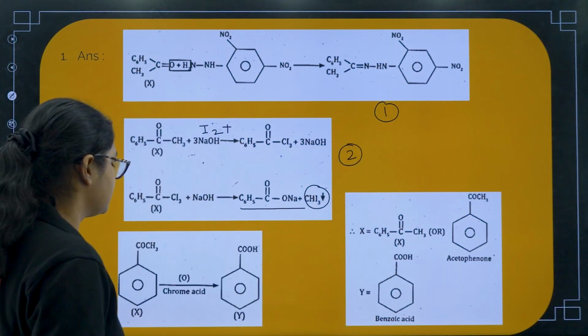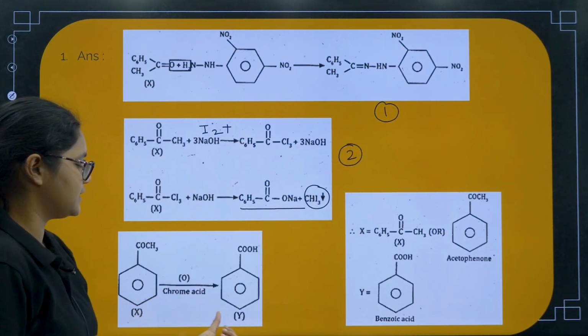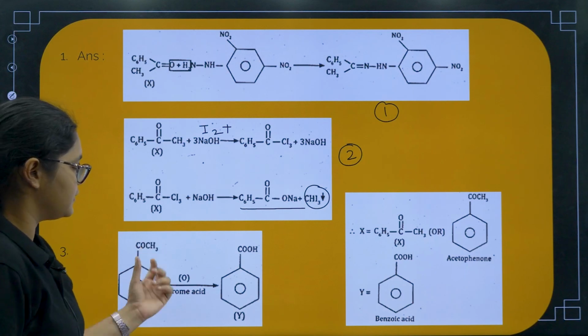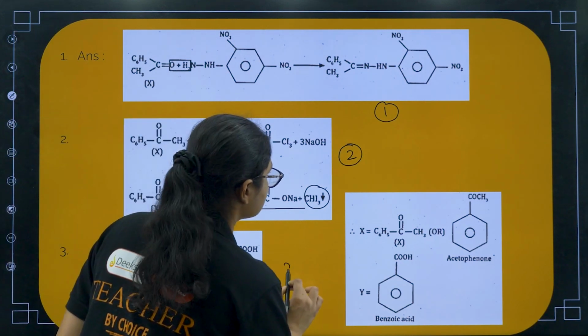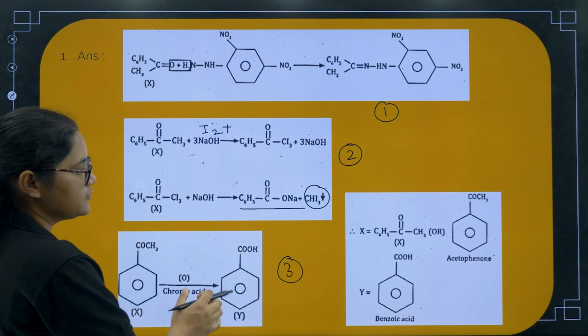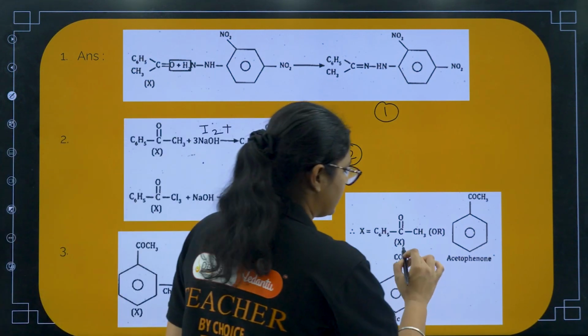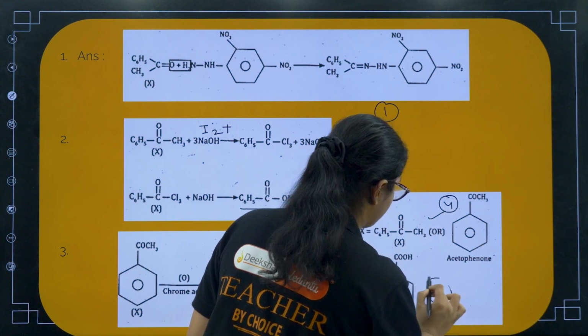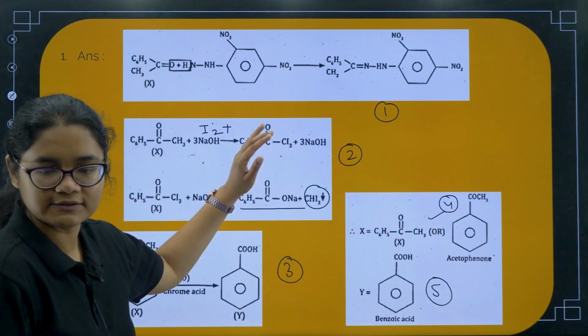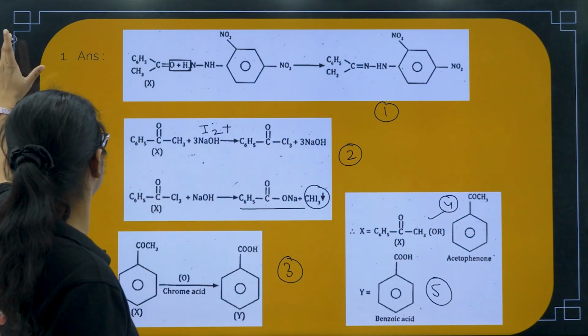Okay, next, X is undergoing oxidation, so if the simple oxidation takes place, this one will give you this, so this is your third mark, third reaction. So you have got 3 marks here. Writing X product correctly, that is your 4th mark, and writing Y correctly, that is your 5th mark. Okay, so that is why you will get all the 5 marks correct here.